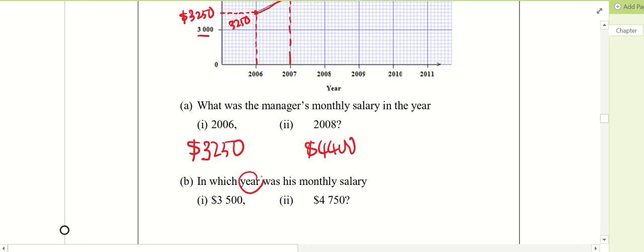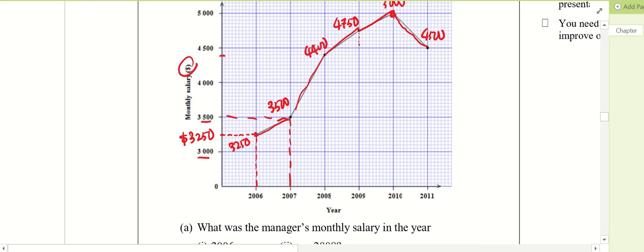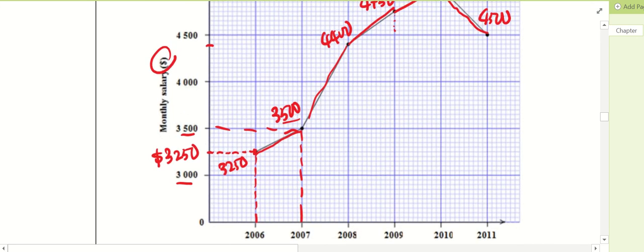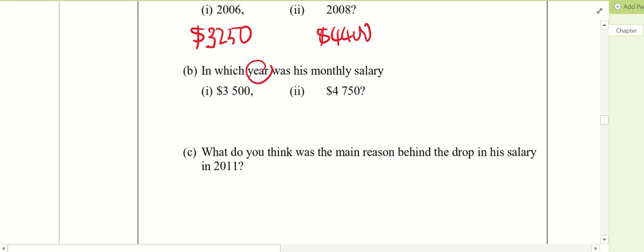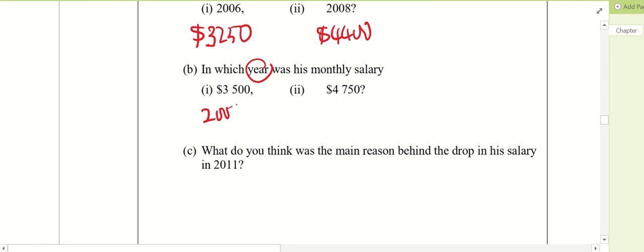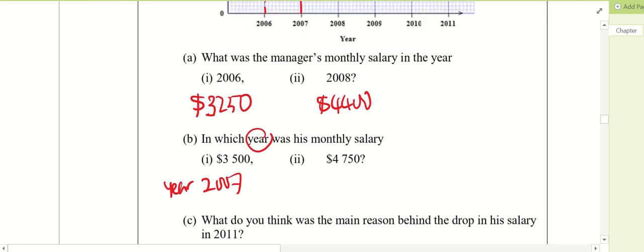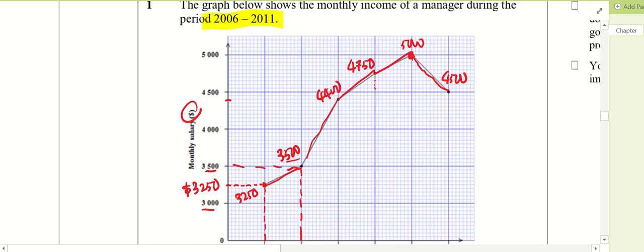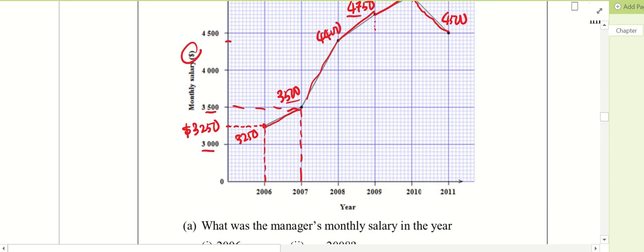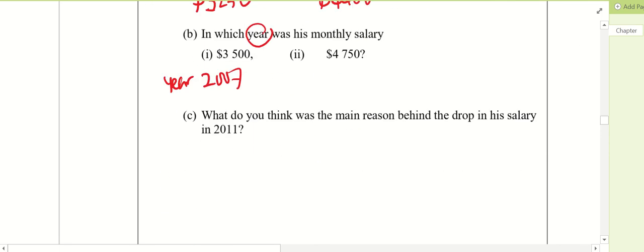Okay, in which year was his monthly salary 3,500? So we're asking for the year. Which year was it? 3,500. Yeah, we have the data point over here. Right, 2007. Year 2007, and 4,750. Where were we? This one. Okay, and this is year 2009. Yeah, quite easy so far, just reading off, right, and quoting.